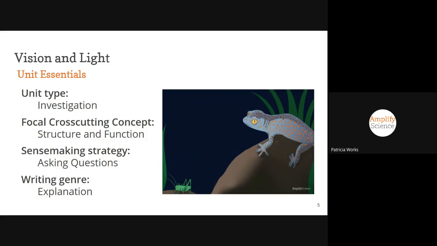Every Amplify Science elementary unit also includes a focal sense-making strategy, which students leverage as they read and also during investigations. This unit's sense-making strategy is asking questions. Like most units in Amplify Science K-5, the main writing genre is explanation.